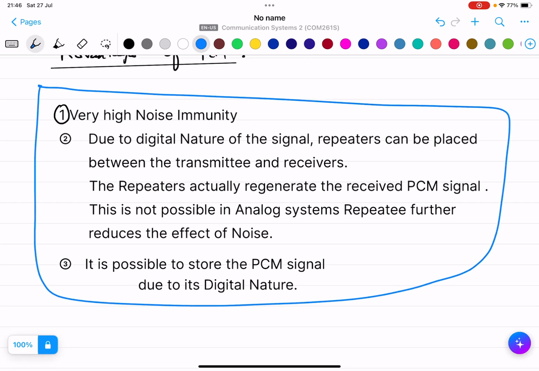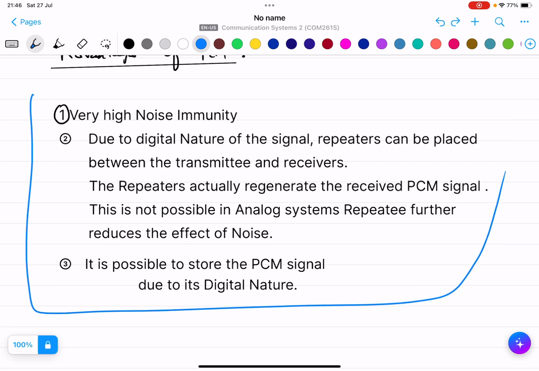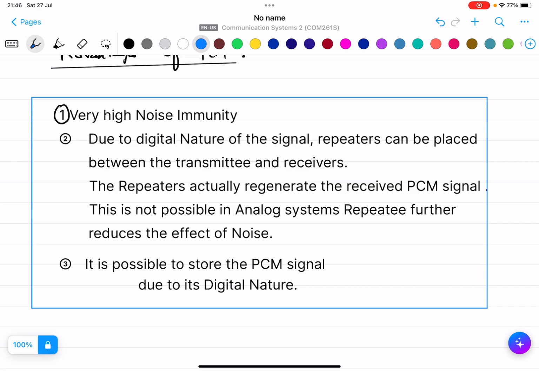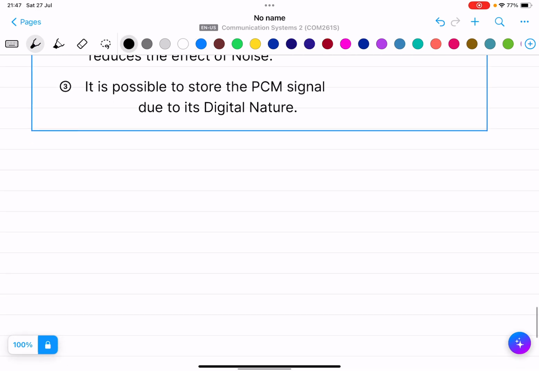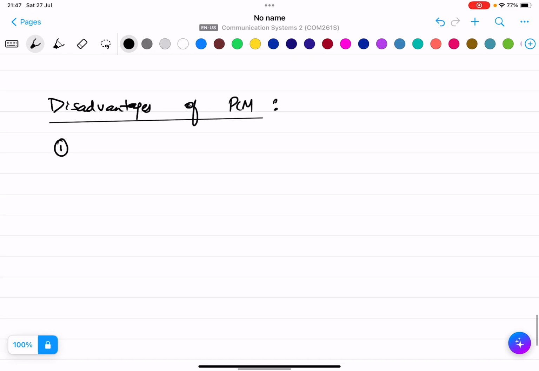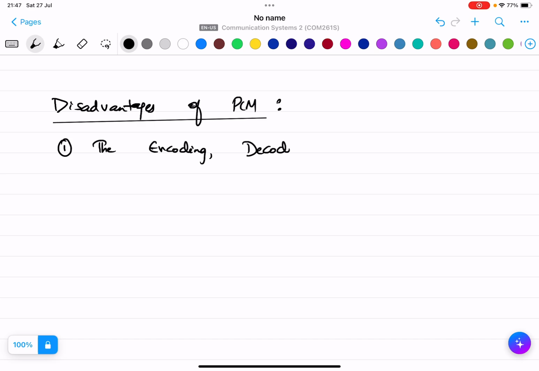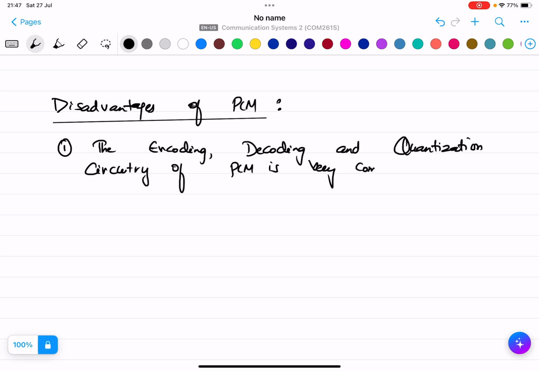And after advantages, what is the next topic? The disadvantages of PCM. The first one: the encoding, decoding and quantization circuitry is very complex. So always remember, when it comes to disadvantages, the circuit will be complex. The encoding, decoding and quantization circuitry of PCM is very complex.